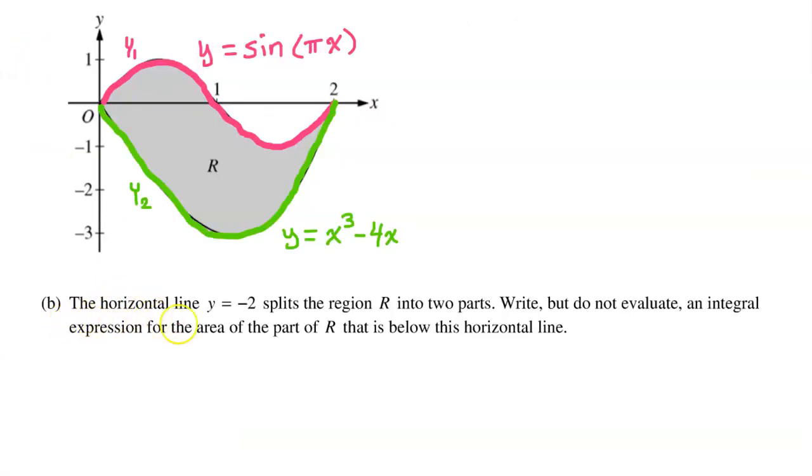Part B, the horizontal line y equals -2 splits region R into two parts. Write but do not evaluate an integral expression for the area of the part of R that is below the horizontal line.